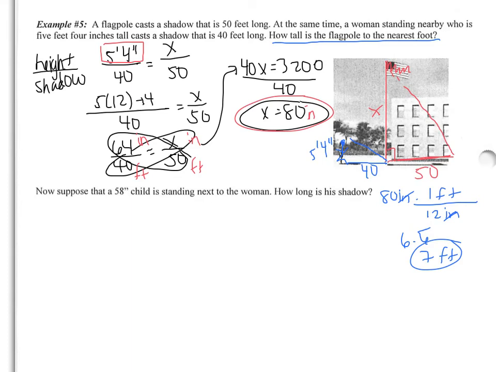Okay, so it says, now suppose that a 58-inch child is standing next to the woman. How long is his shadow? So right now, take a minute, pause the video, and do this one on your own, please. You will probably need a calculator. Do not come back until you are finished.